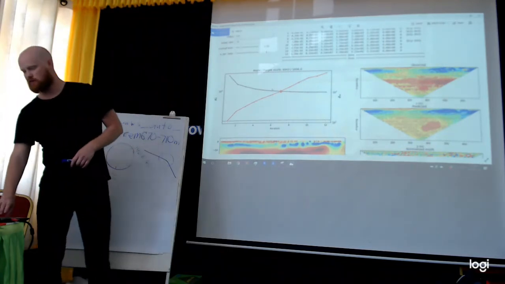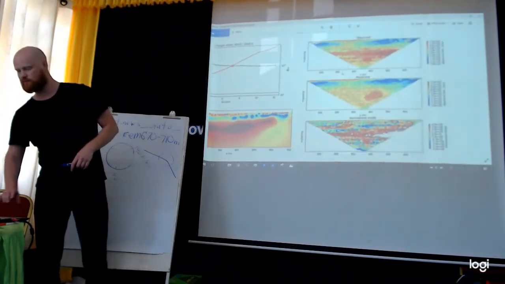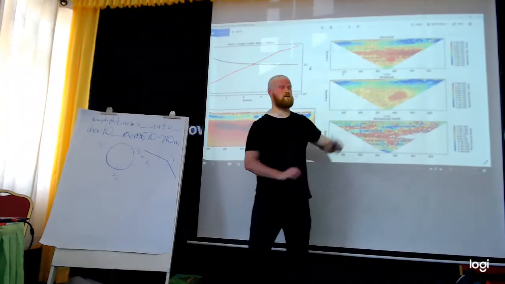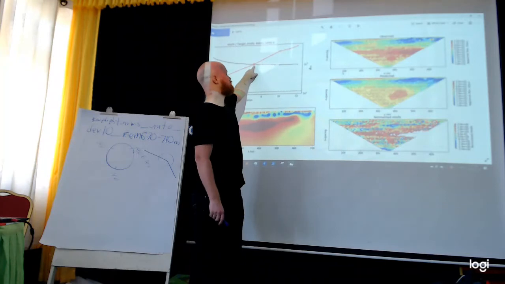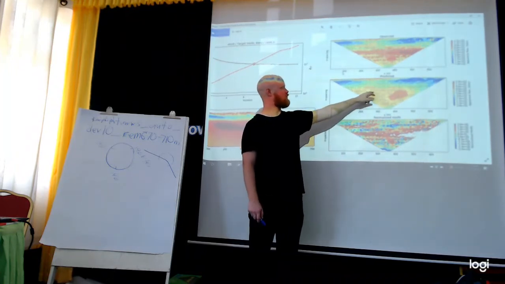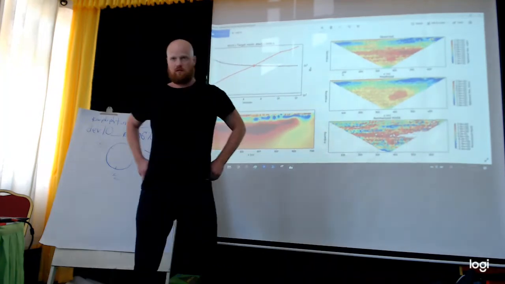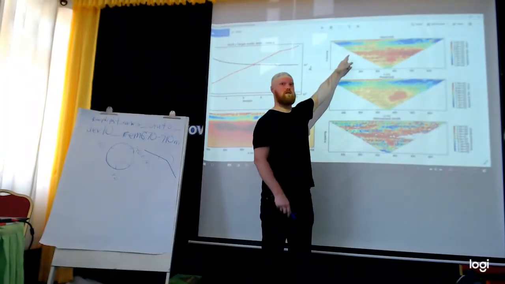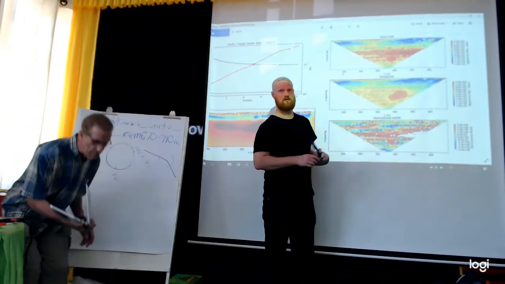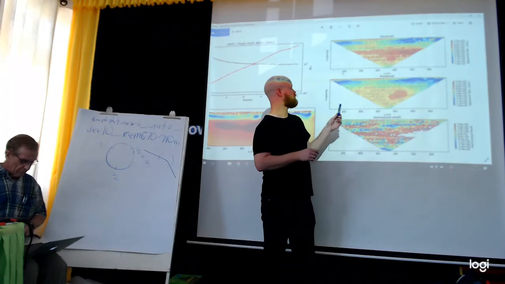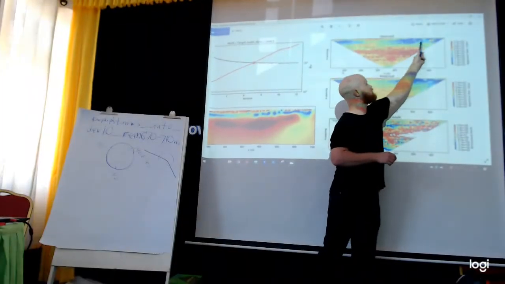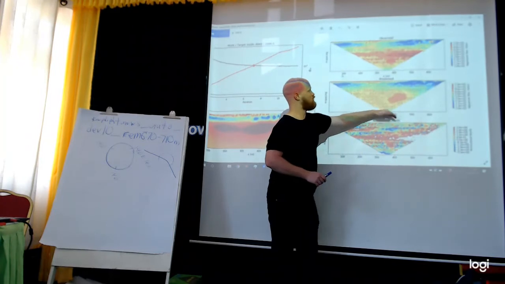So now we look at the predicted and observed data. This is the pseudo section for our observed data. And I picked the seventh solution, the seventh iteration. And this is the predicted data from this. We can see that near the surface, I can get some of the features. I see this low resistivity area. I see this. But below, they do not match.